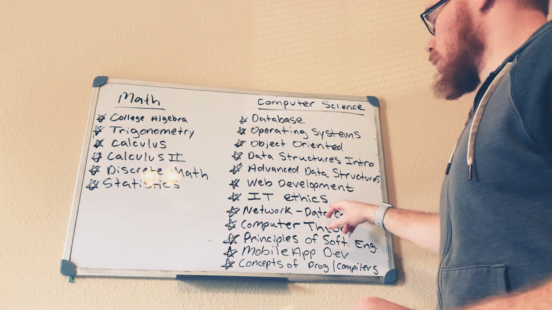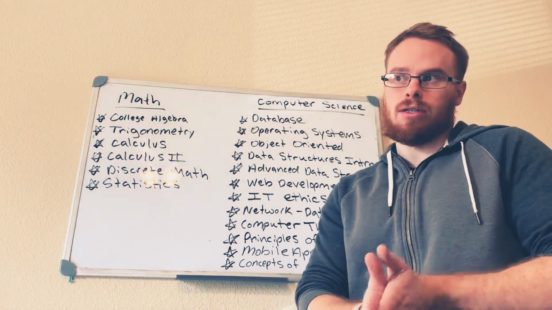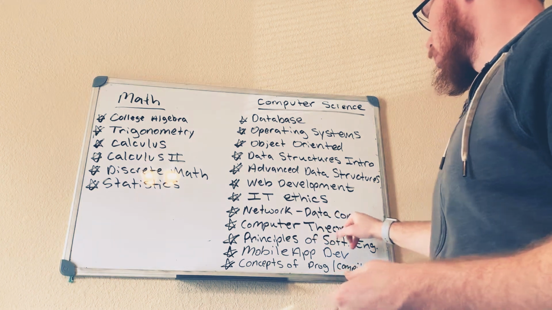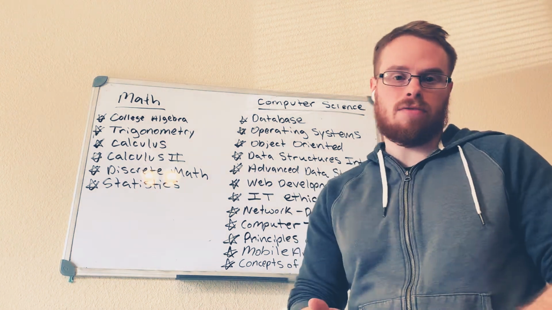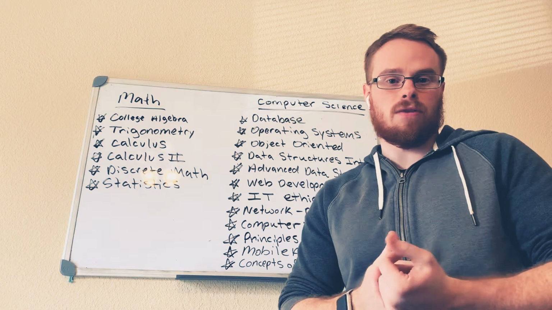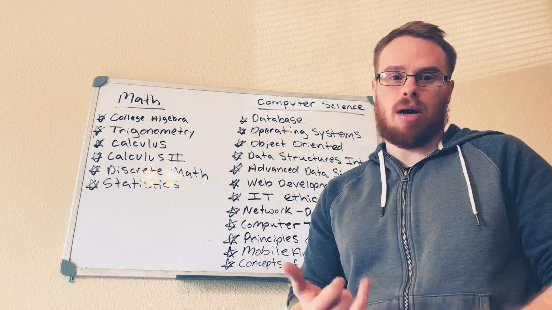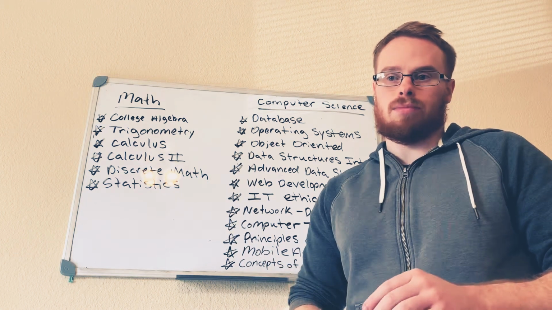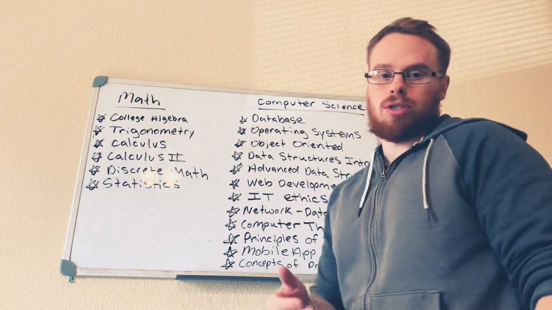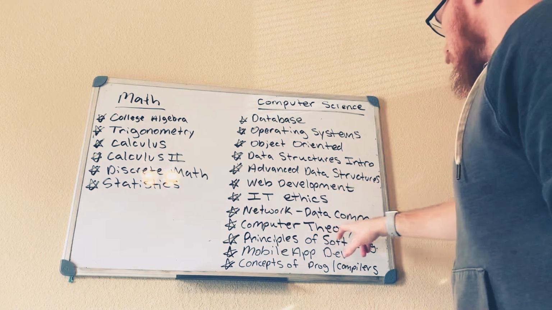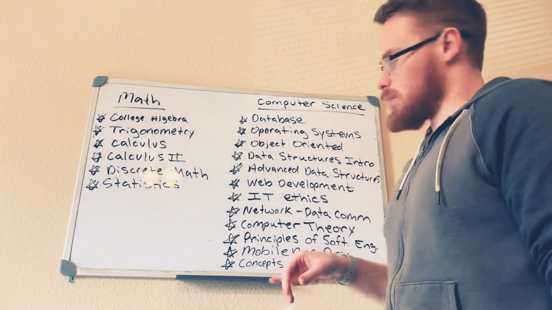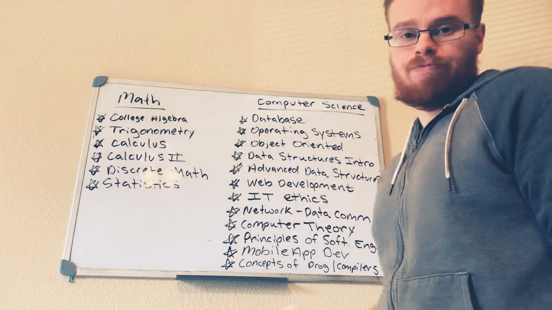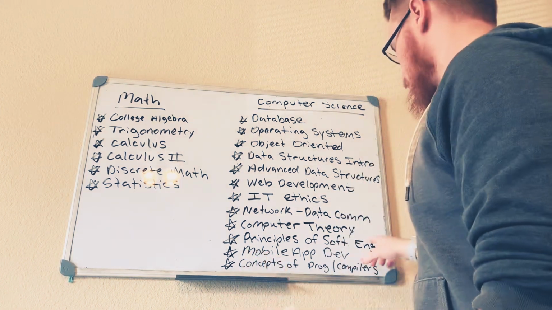And then IT ethics. Usually you're going to have an ethics class in there somewhere. And then network data communication. Usually you're going to have a networking class, which is usually pretty interesting and fun. You're going to go over the topologies, the protocols, the network layer. You're going to talk about routers and switches, things like that. Computer theory, I haven't taken a lot yet, but I've heard it's one of the toughest classes. So I'll make another video and let you guys know how that goes.